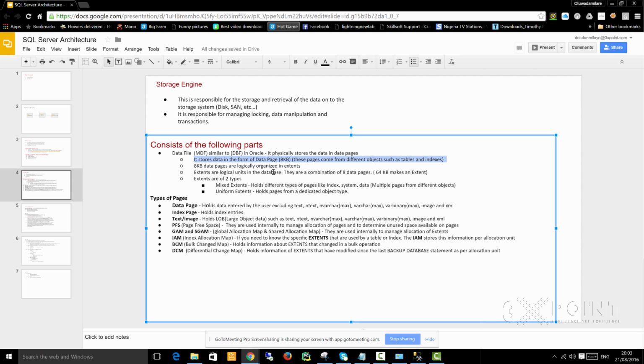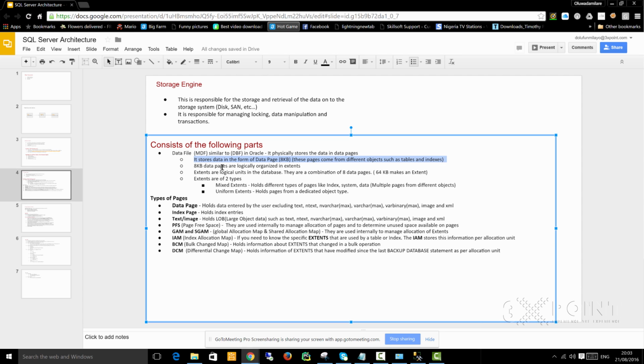So it stores data in the form of data pages, which are 8 KB, and these pages come from different objects such as tables and indexes. Talking about tables and indexes, when you create a table and you put data into the table, that is being stored in 8 KB pages.